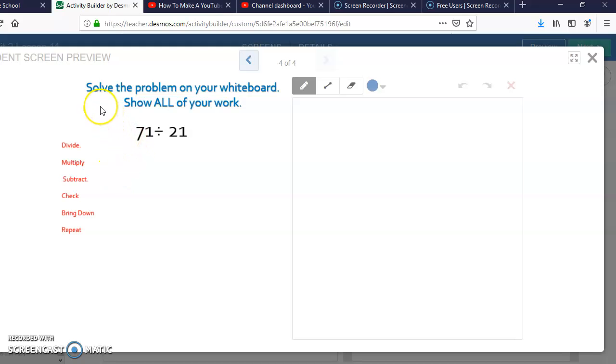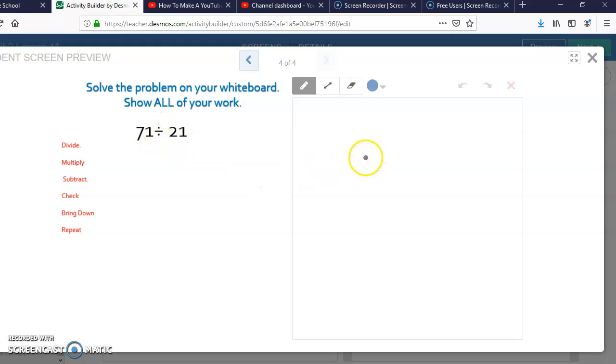Let's take a look at this problem. It says to solve the problem on your whiteboard, show all of your work. And we have this reminder: divide, multiply, subtract, check, bring down, and repeat. Okay, our problem is 71 divided by 21.